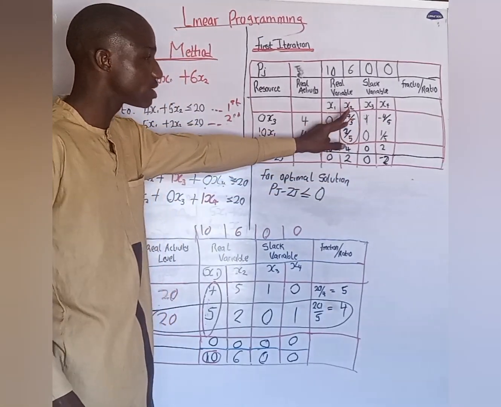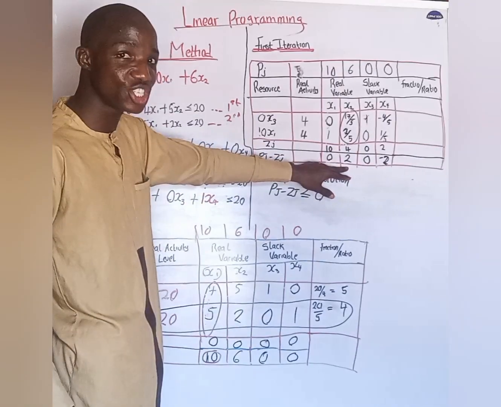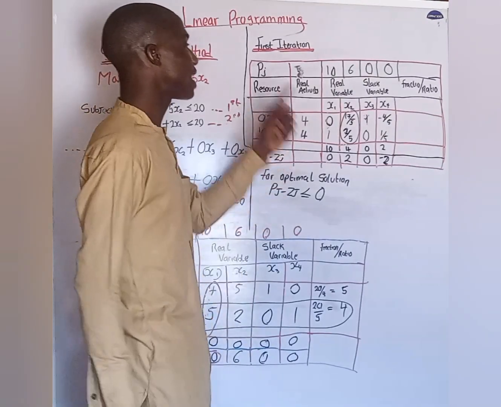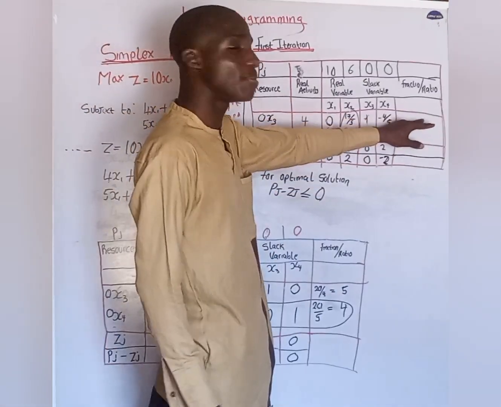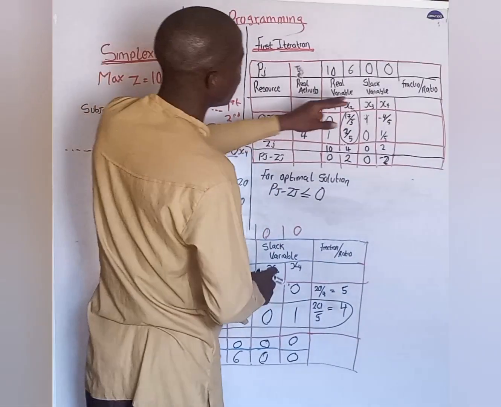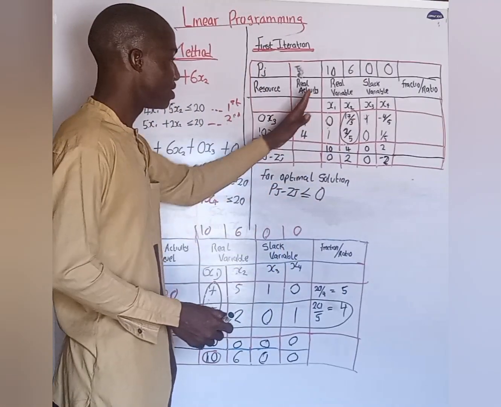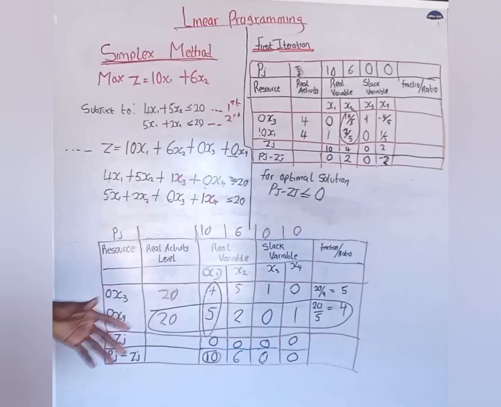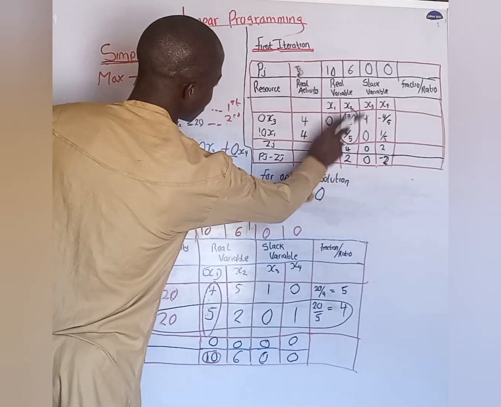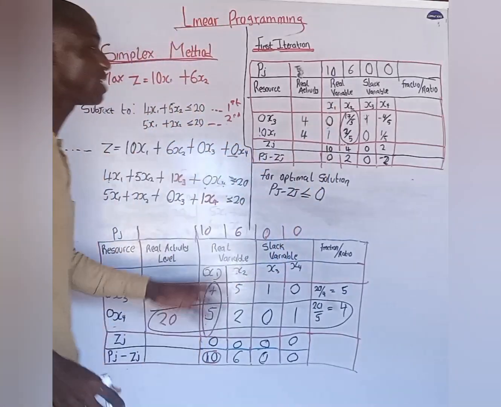The new key column will be this 17/5 column x2, because the highest positive value of my pj minus zj is 2. Now, if I want to get my key row, I have to get my ratio. If you want to get the ratio, you have to divide the real activity by the corresponding key column element. So I'm going to be having this 4 divided by 17/5 and this 4 divided by 2/5. That's what I'm going to be having.